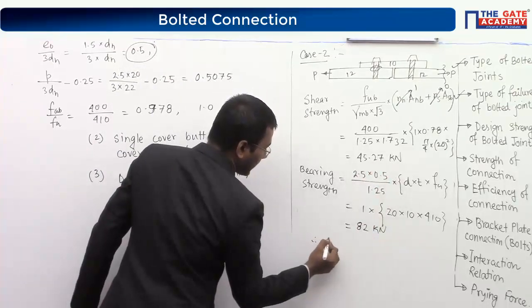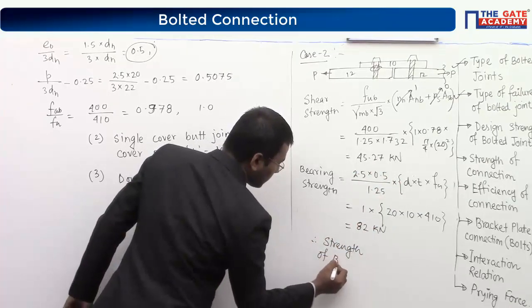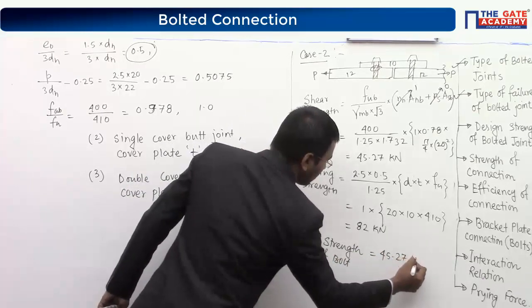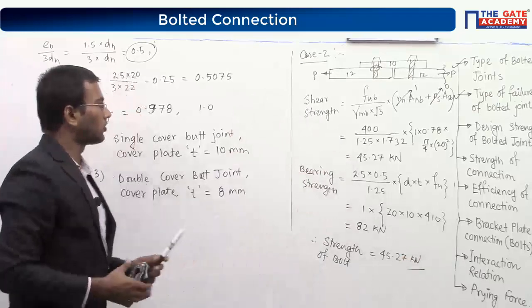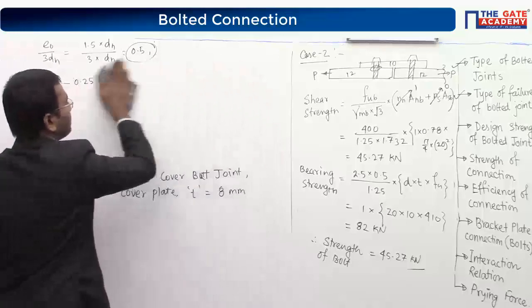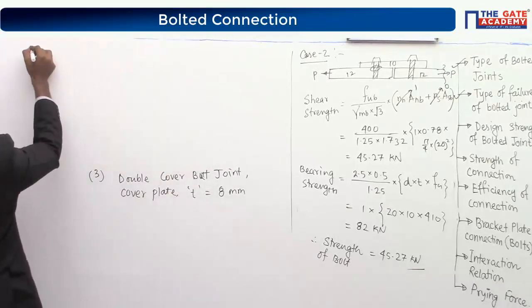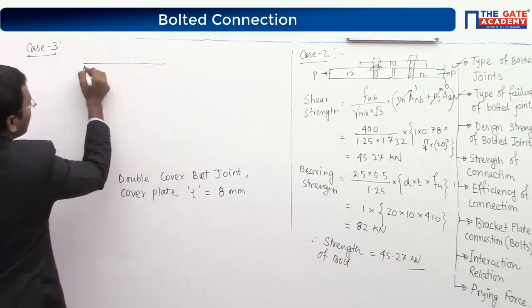So the bolt strength is equal to the minimum value, 45.27 kilonewton. This is for, again I am repeating, one bolt. Last part, third case. Now the third case, sir, double cover bar joint. So case 3. Quickly, case 3.